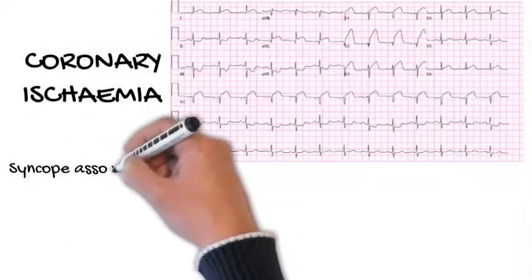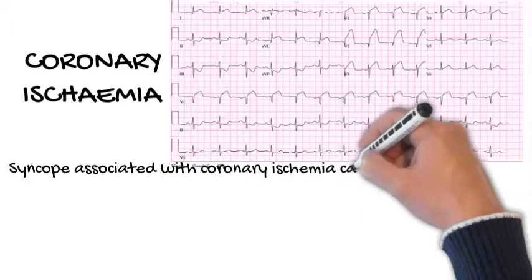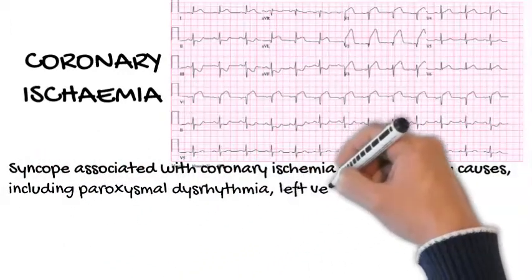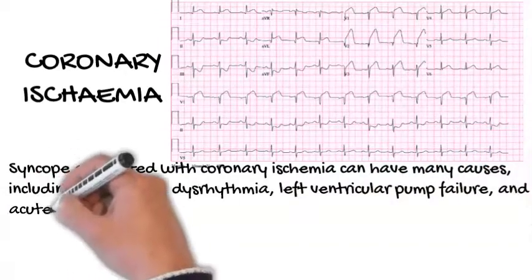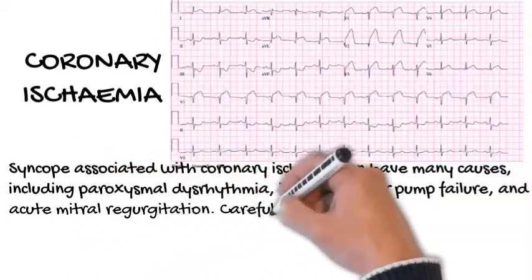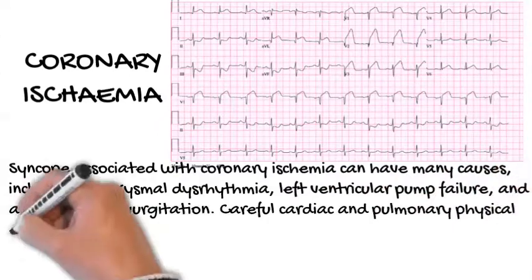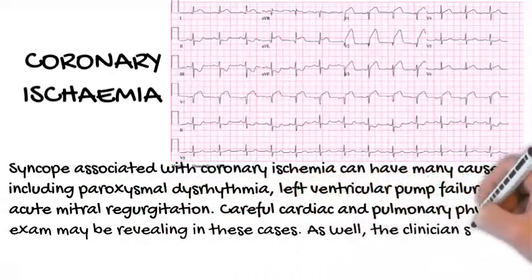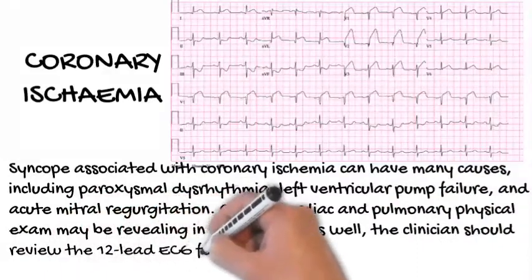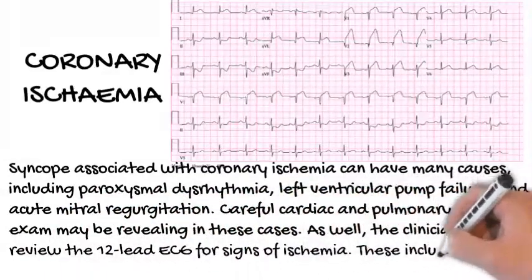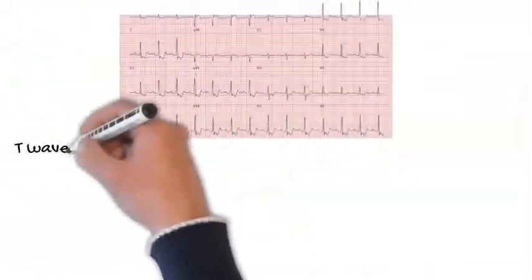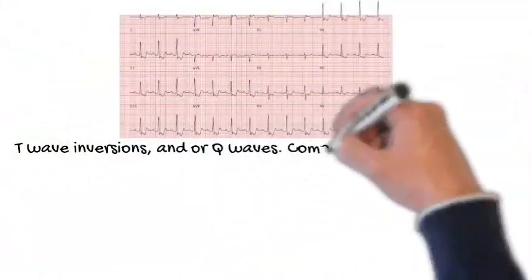Coronary ischemia. Syncope associated with coronary ischemia can have many causes, including paroxysmal dysrhythmia, left ventricular pump failure, and acute mitral regurgitation. Careful cardiac and pulmonary physical exam may be revealing in these cases. As well, the clinician should review the 12-lead ECG for signs of ischemia. These include new and evolving T-segment changes, T-wave inversions, and/or Q waves.